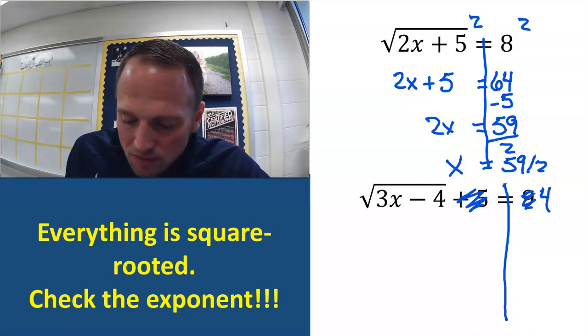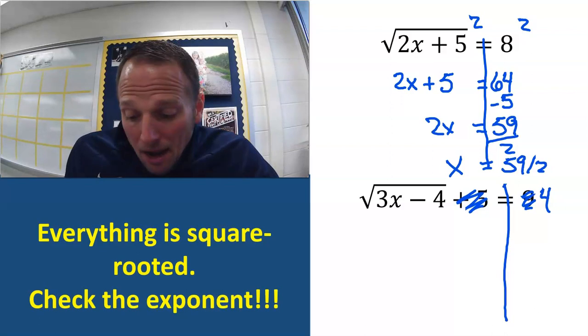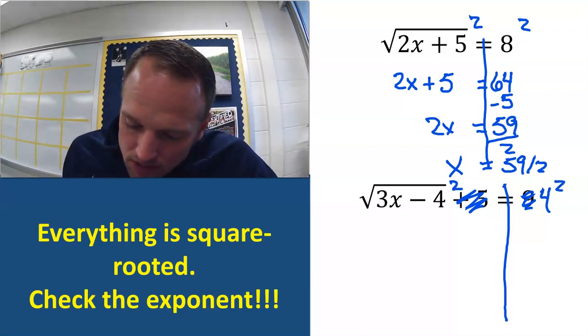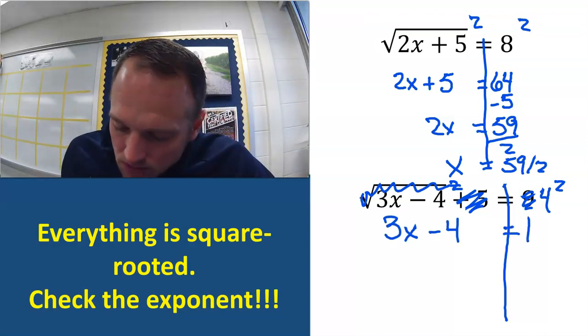So we're just going to subtract the 5 over. Now, everything on the left side is square rooted. Now, let's go ahead and square both sides. So the square and square root will cancel, and I've got 3x minus 4 equals 16.